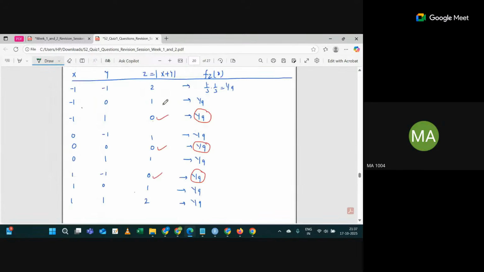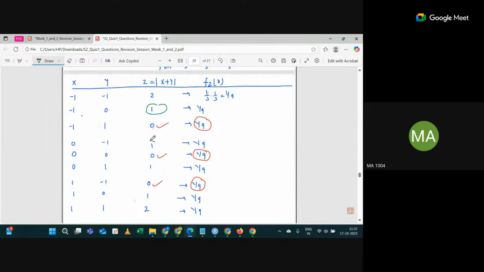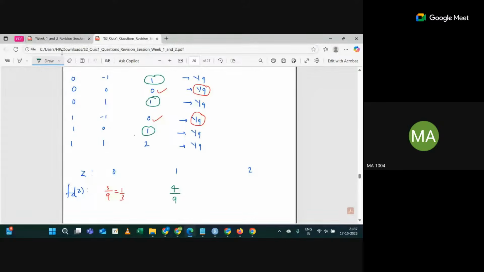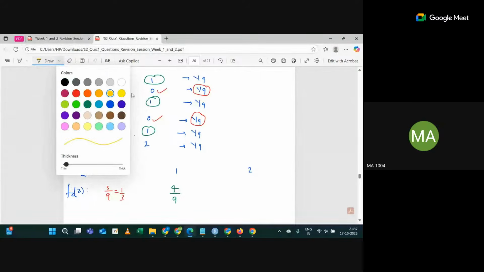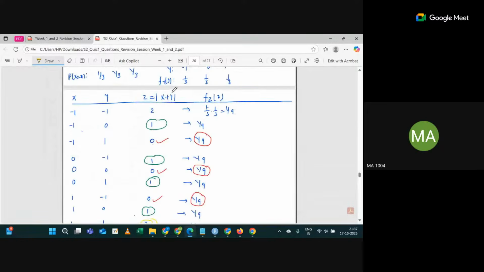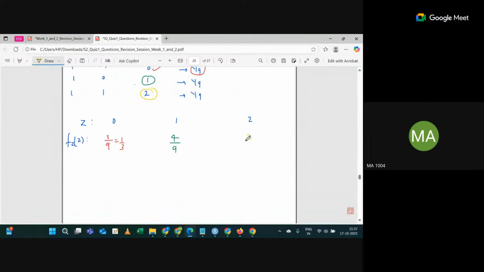Z is taking 1 in 1 case, 2 cases, 3 cases, 4 cases. Very good. This will be 4 by 9. And what about 2? So 2 is 2 by 9, 1 case and 2 cases, so 2 by 9. So this is the correct PMF of Z.